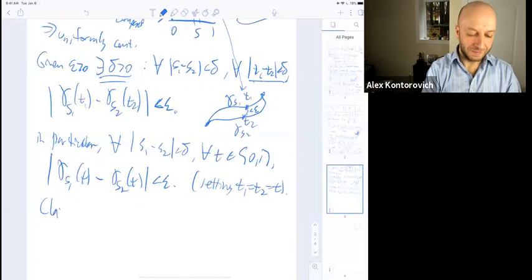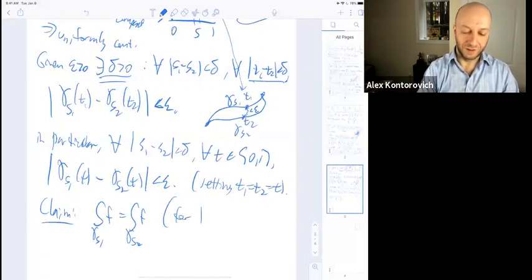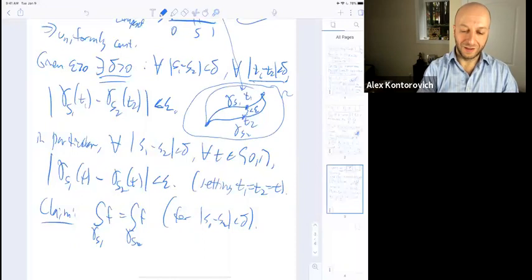So my claim is that the integral over gamma S1 of f is equal to the integral over gamma S2 of f. This is, again, for |S1 minus S2| less than delta. So I have the bigger picture of omega, gamma 0, and gamma 1. And what I'm saying is, if I change s by at most delta, it doesn't change the values of the integrals.